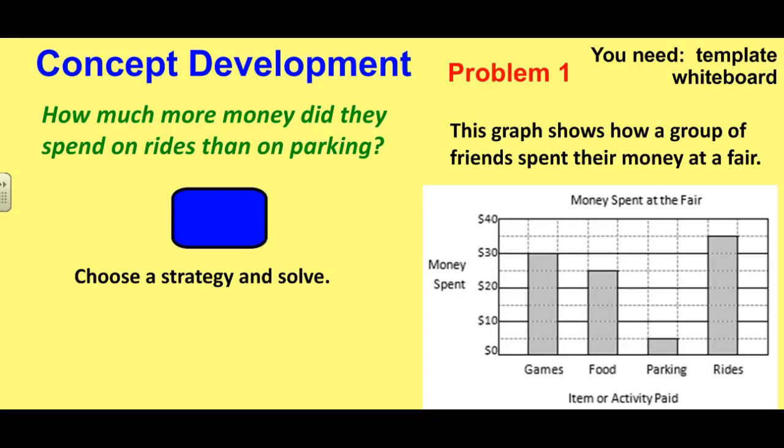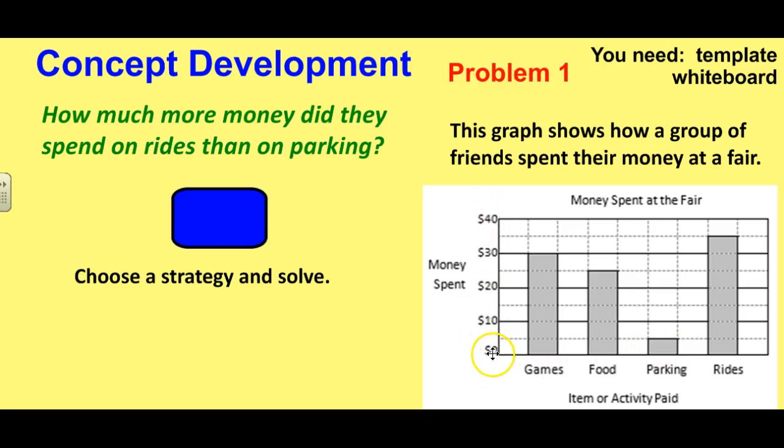So this graph that you see on the screen shows how a group of friends spent their money at the fair. So this is going to show how much money they spent on games, how much money they spent on food and parking and rides. We know that when we're looking at bar graphs, we need to pay close attention to what the scale is and what the scale represents.